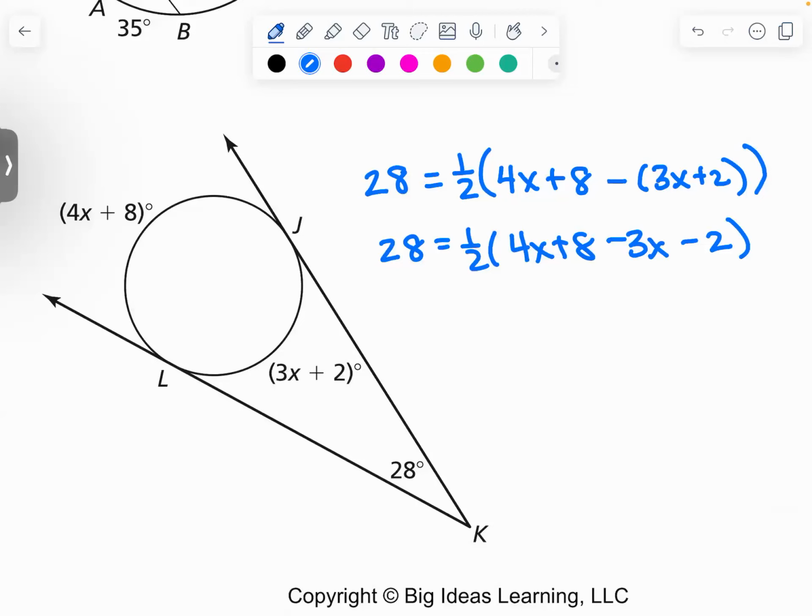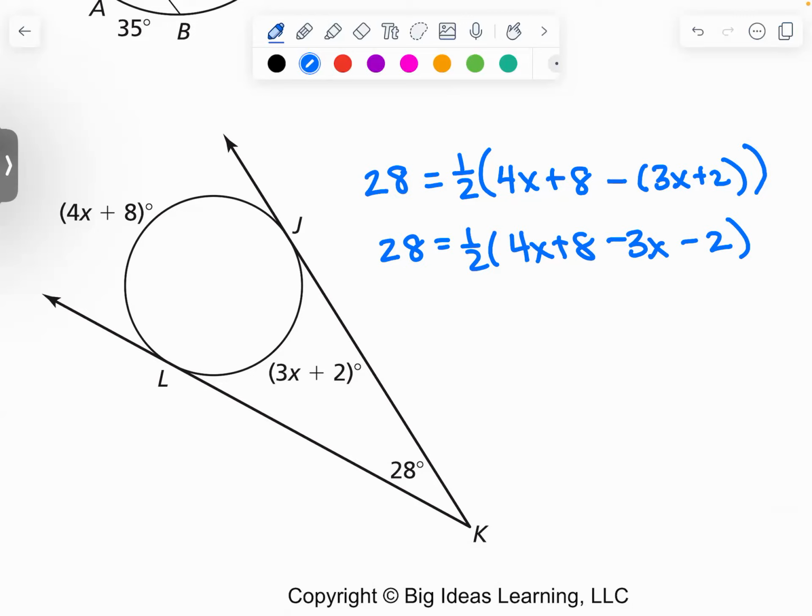What? Because we're subtracting all of it. We're subtracting the 3x plus 2. So we're subtracting the 3x, we're subtracting the plus 2. Okay. Now what should we do?